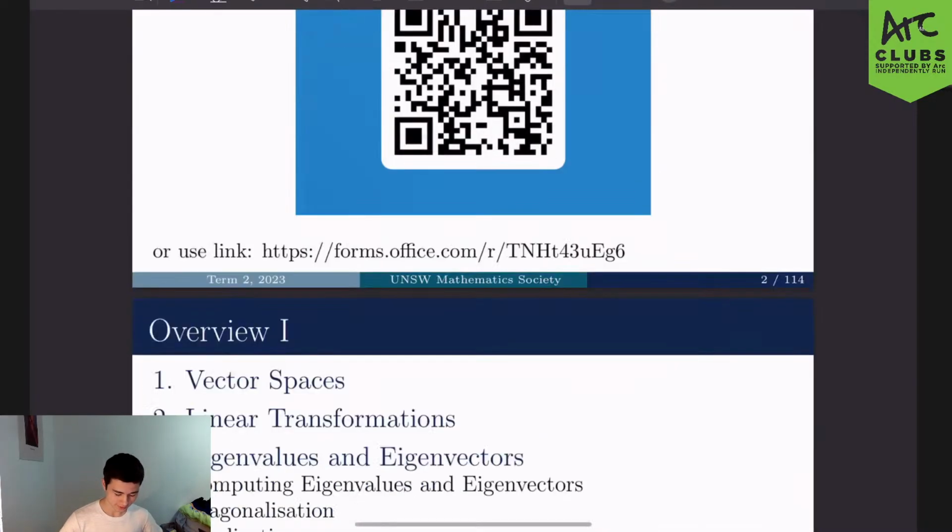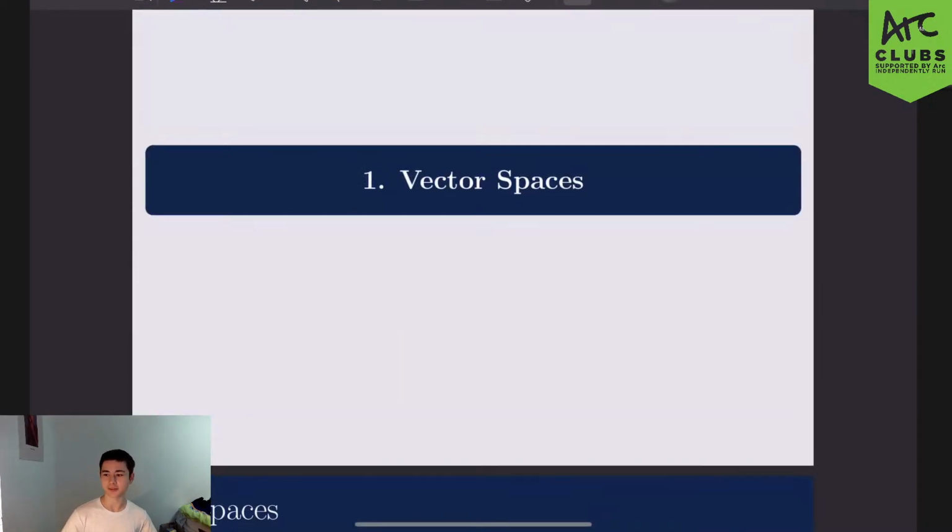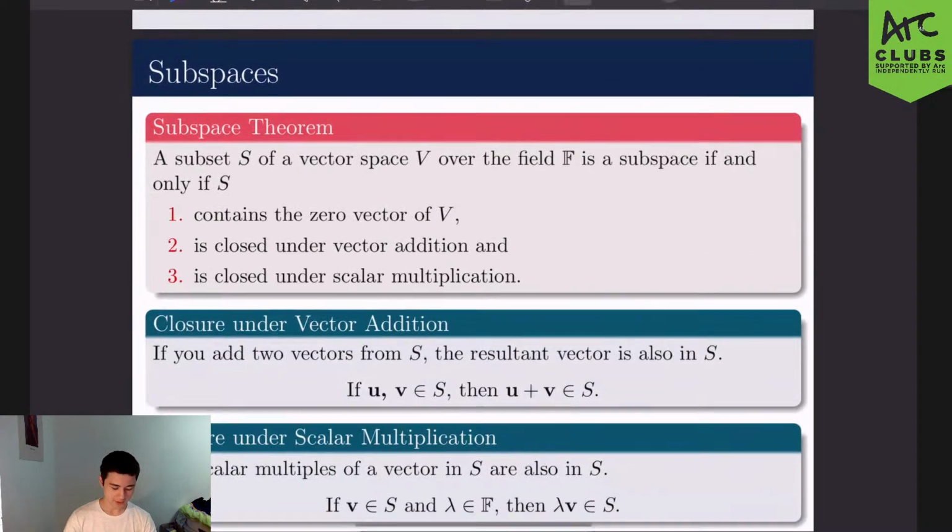So, here's our overview, and now we're going to move into vector spaces. First important thing we'll get to in vector spaces is our subspaces. Essentially, a subspace is just a vector space inside a vector space. Some subset of a vector space, if it follows the conditions of a vector space, is a subspace. From this, we have our subspace theorem, which gives us 3 essential conditions for a subspace.